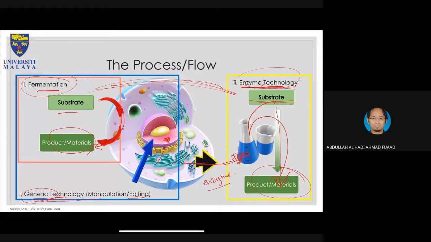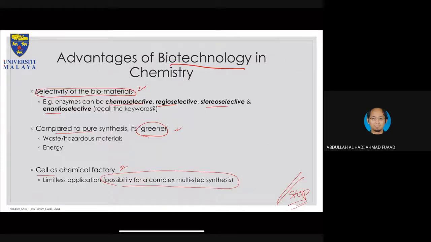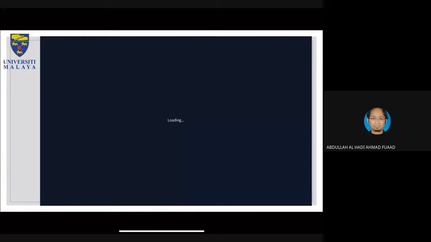So you are playing with genetics to get your product. In comparison to fermentation, you have a substrate from outside, and then you expose it to your cell, and then your cells will convert it to your product. Hopefully you guys can understand the differences. If you don't, do let me know. We have our WhatsApp group, we have Spectrum, there are many places where you can ask me.